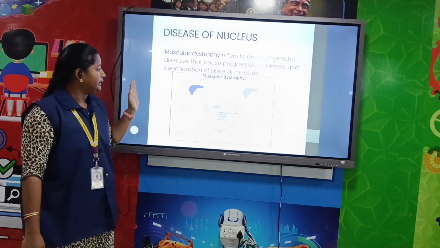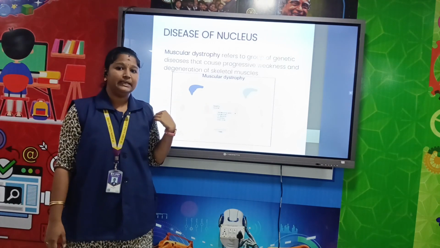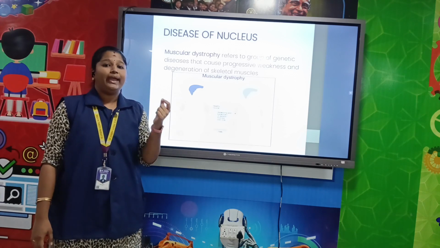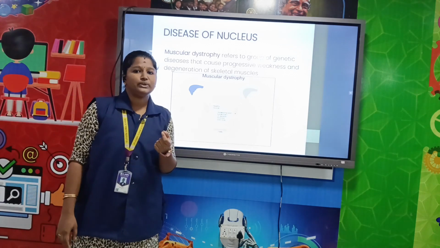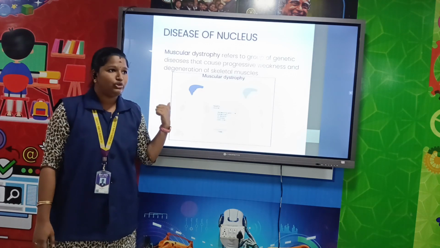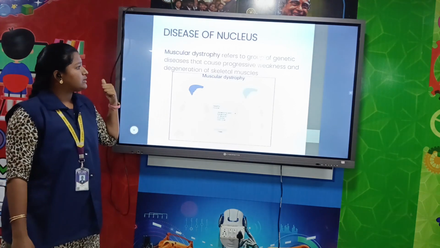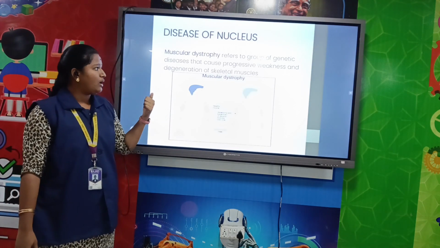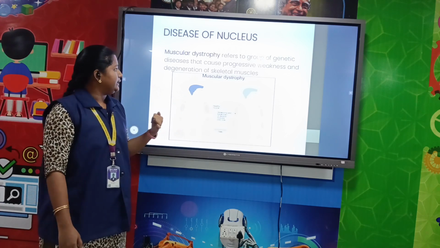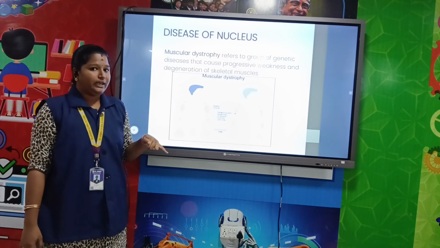Here the protein, especially in your muscles, is a nuclear lamin protein. If a mutation occurs, at that time you experience this muscular disease. It is a group of genetic diseases that causes progressive weakness. Obviously your muscles get weakened, your thigh muscles, leg muscles, everything gets weakened.